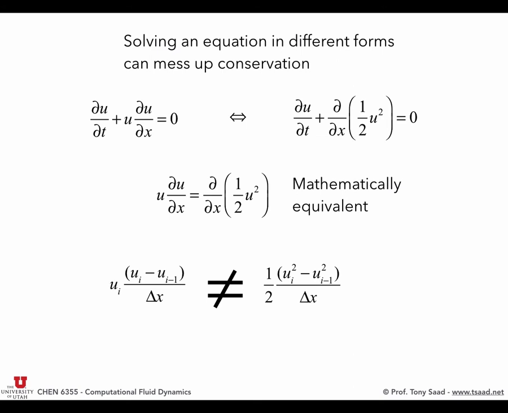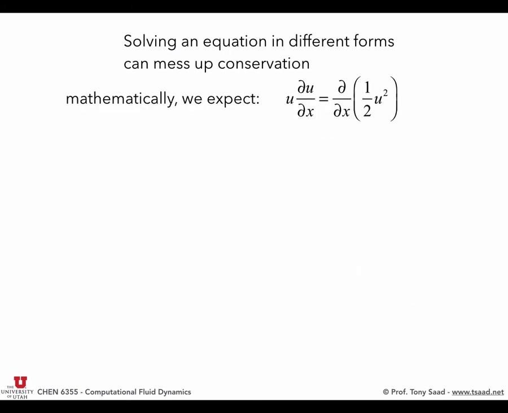So on a finite difference grid, we're not even talking about finite volume yet, just looking at conservation forms. The discretization at point i for this one, let's say we're upwinding and u is always positive, is u_i times (u_i minus u_{i-1}) over delta x. That's not equal to this one, which is 1/2 (u_i squared minus u_{i-1} squared) over delta x. Okay? So what does this mean? All right? Mathematically, we expect these to be equal, but they are not equal numerically.